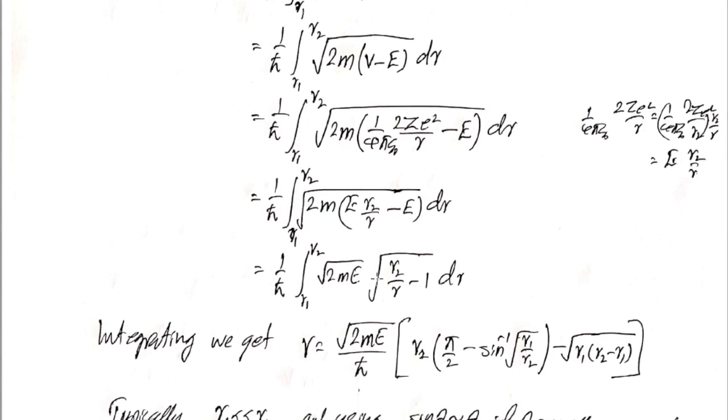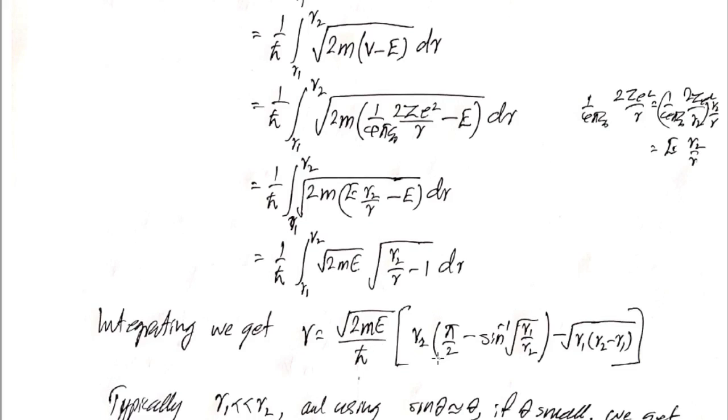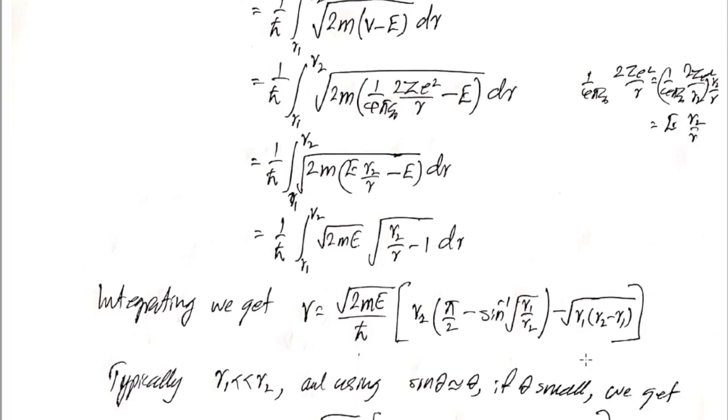And this can be integrated, and an exact solution is available. Integrating, we get gamma equal to root of 2mE by h cross into r2 into (pi by 2 minus sin inverse root of r1 by r2 minus root of r1 by r2 into (1 minus r1 by r2)).